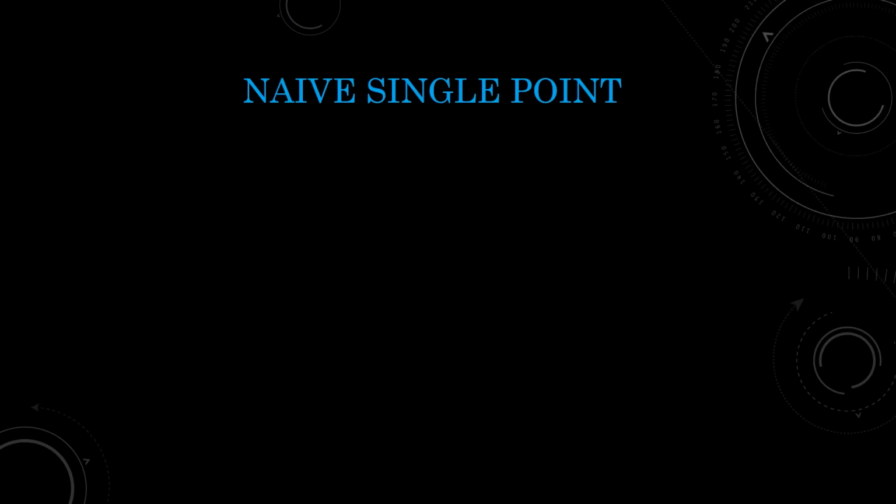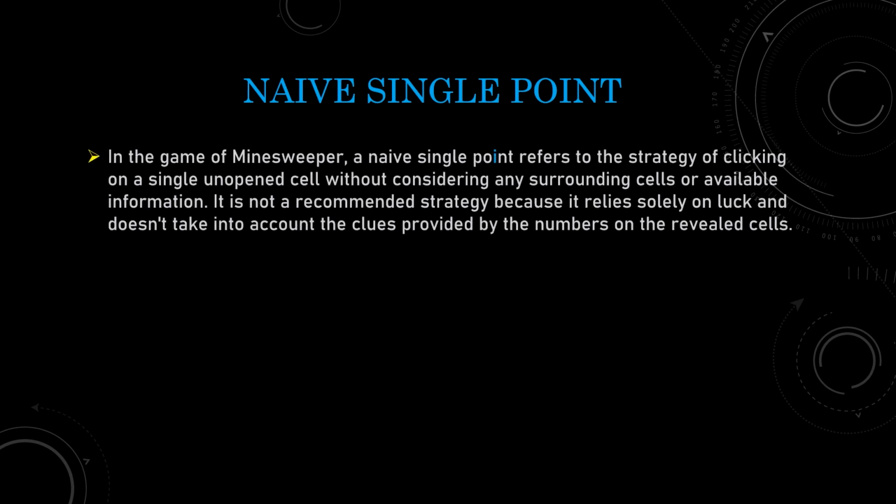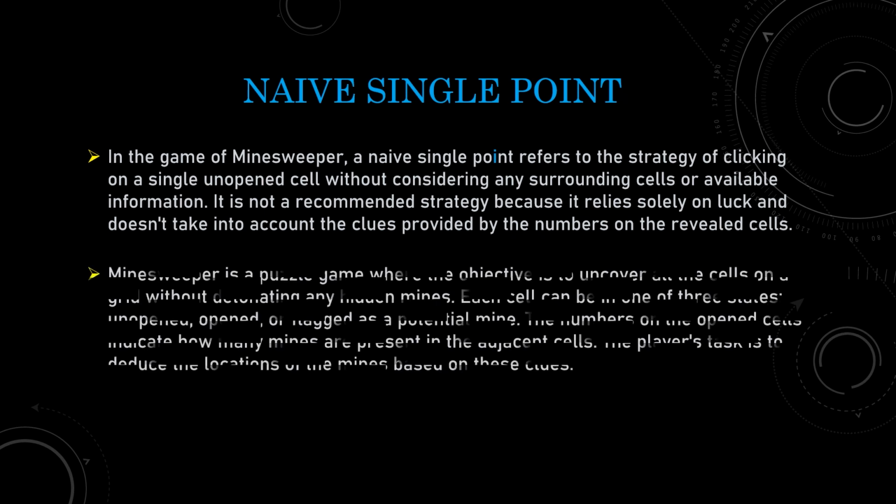Now let us continue our discussion with the first algorithm, naive single point. In the game of Minesweeper, a naive single point refers to the strategy of clicking on a single unopened cell without considering any surrounding cells or available information. It is not a recommended strategy because it relies solely on luck and doesn't take into account the clues provided by the numbers on the revealed cells.